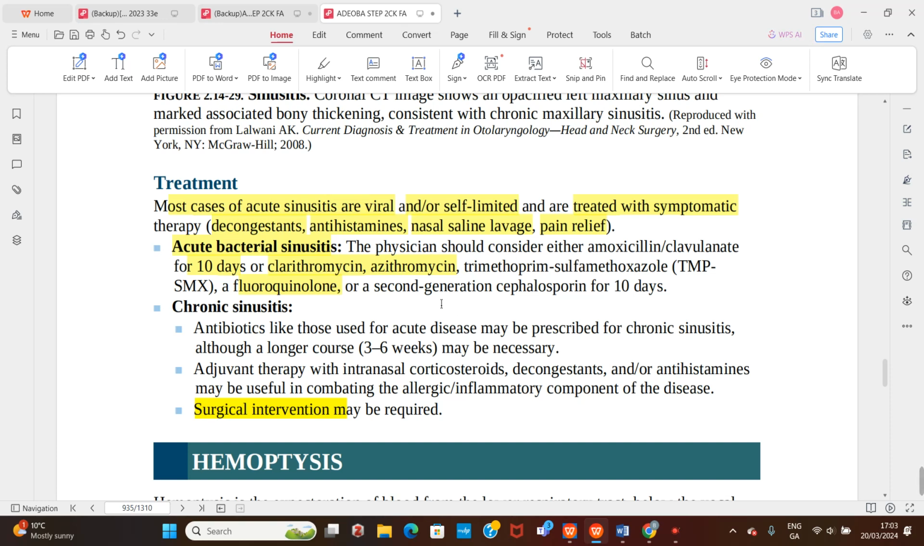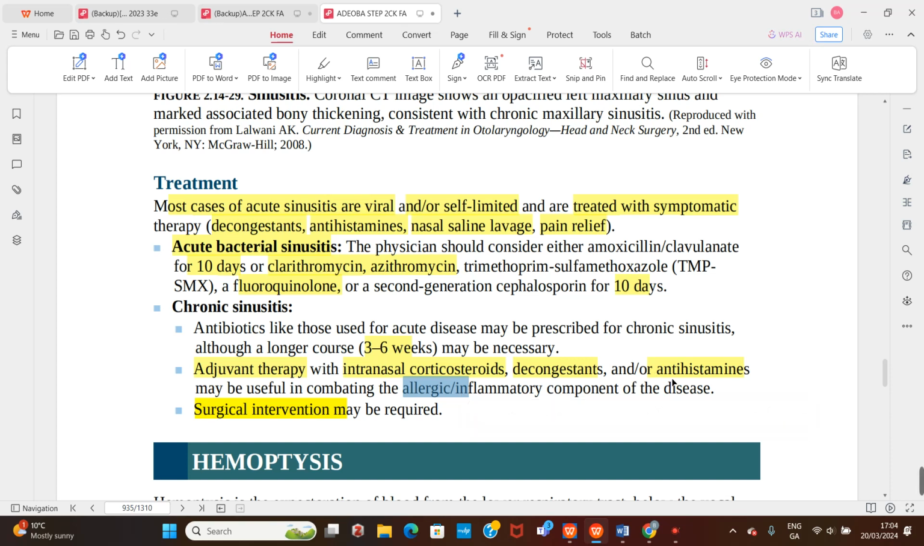Then for chronic, you can use similar antibiotics, but you just need to give it for a longer course. You are not going to stop at 10 days. You are going to give them for at least 3 to 6 weeks. You can also add some adjuvant therapy to help you achieve a quick resolution of the problem by giving intranasal corticosteroids, the decongestant like oxymetazoline, and the antihistamine too. These are particularly important if the cause of the chronic sinusitis is allergic rhinitis, because an individual can have allergic rhinosinusitis associated with perpetual inflammatory drive. They are just there continuously.